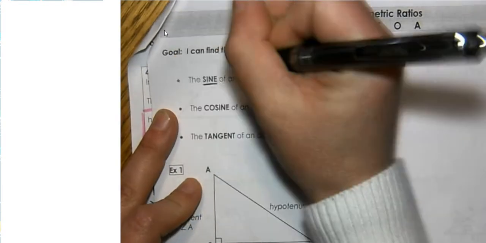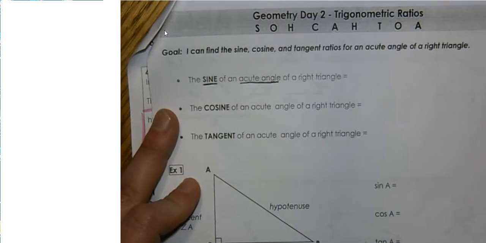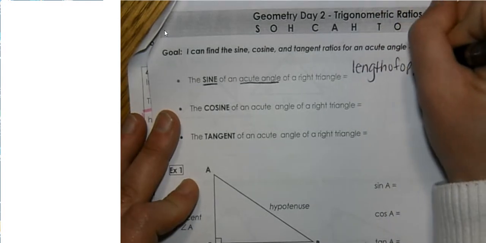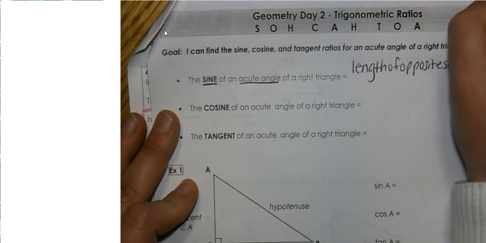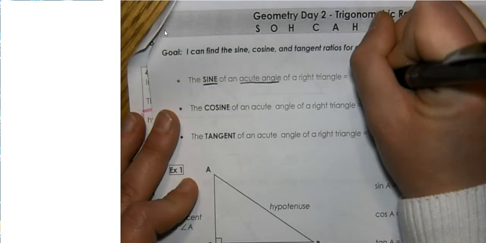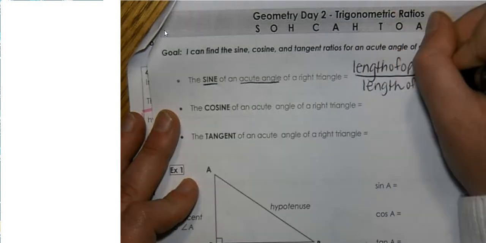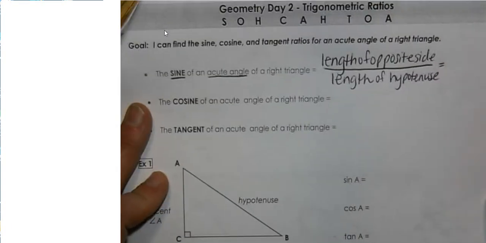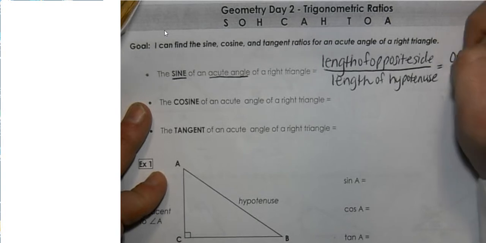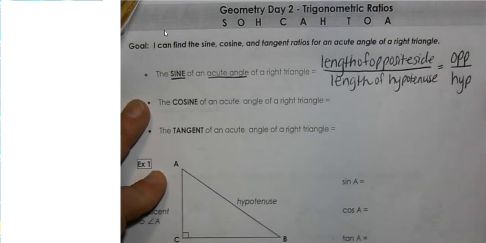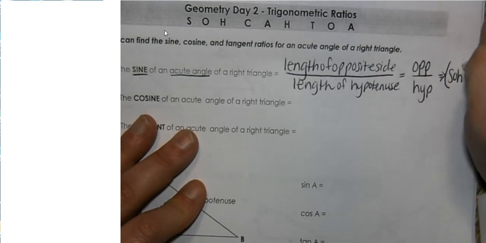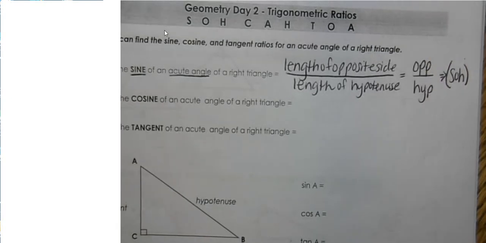Now the sine of an acute angle of a right triangle is equal to the length of the opposite side divided by the length of the hypotenuse. Shorthand, we call it OPP divided by HYP. And that is where we get the SOH from SOHCAHTOA. We have the sine of an acute angle of a right triangle.